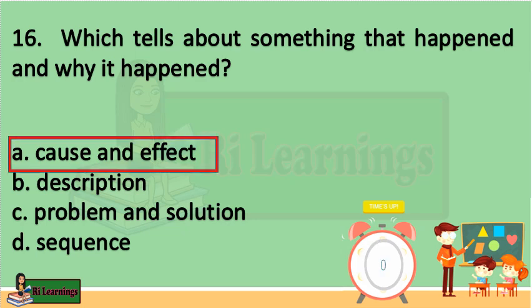The correct answer is A. Cause and effect. Explanation. Cause and effect explains a relationship where one event, the cause, leads to another event, the effect. It answers the question of what happened, the effect, and why it happened, the cause.